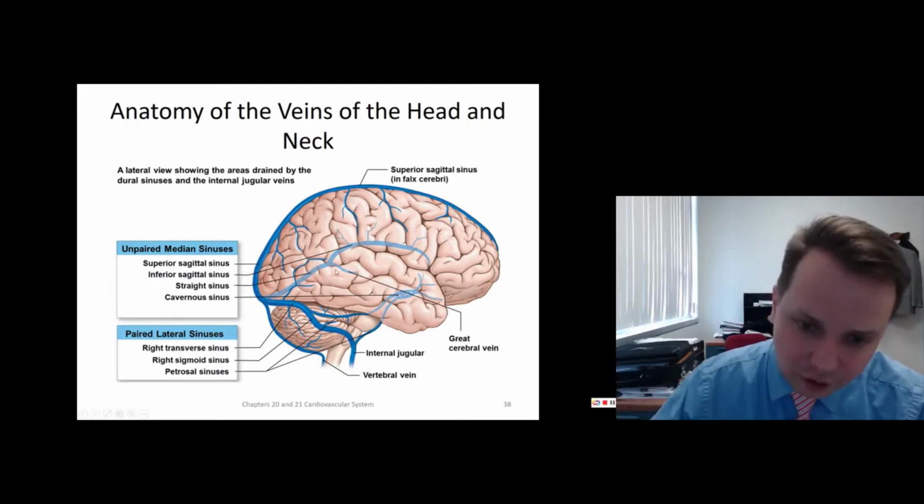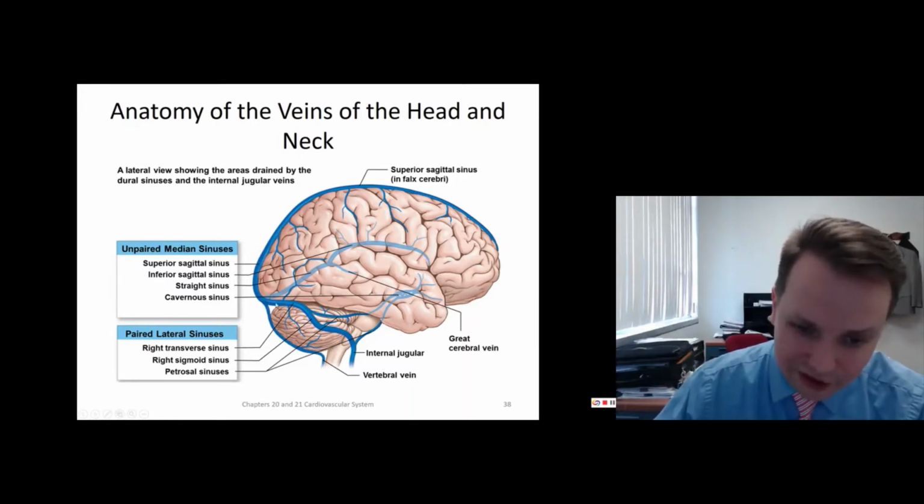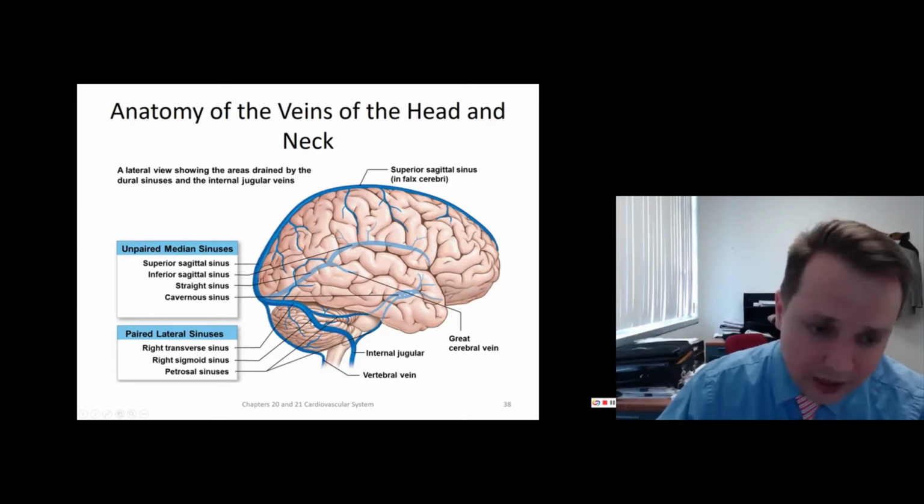There is a great cerebral vein that unites with the inferior sagittal sinus to form the straight sinus. And when the straight sinus comes back and unites with the superior sagittal sinus, we give rise to a couple other veins. One of these is the right and left transverse sinuses, and then the vertebral vein comes off the bottom. Now, when the transverse sinus comes down and takes this S shape, it's called the sigmoid sinus.